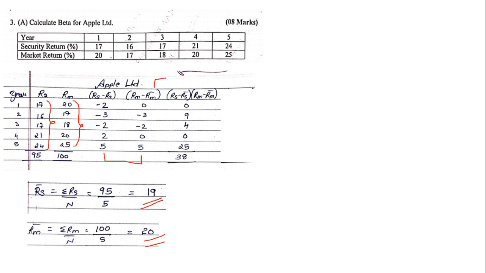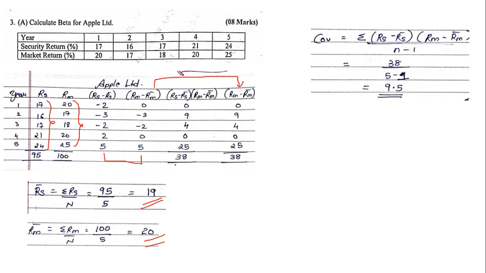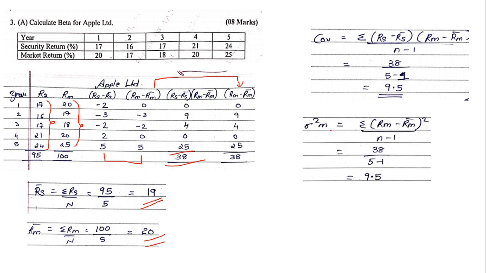And last, RM minus RM bar, the whole square. We need the square of that column. So 0 squared is 0, negative 3 squared is 9, negative 2 squared is 4, 0 is 0, 5 is 25. The total came to 38. Once the table is ready, we start finding the formula. There are 3 things we need to find. First is covariance, that is the second last column total upon n minus 1. So 38 upon 5 minus 1, 38 upon 4 came to 9.5. Next we find the variance of the market, standard deviation squared m, that is the last column total upon n minus 1. So 38 divided by 4 came to 9.5.